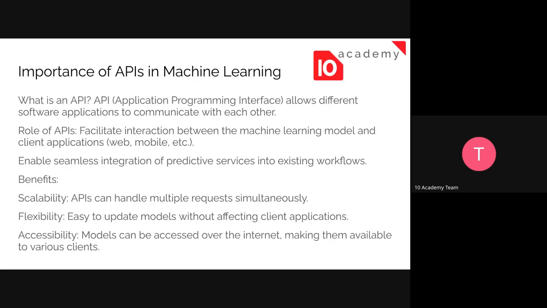What's an API? Just to lay some background, it's an application programming interface that allows different software applications to communicate with each other. The role of an API is to facilitate interaction between the machine learning model, in this case, and a client application. It might be web or mobile, or it can be anything, but if you want to serve your machine learning model to these client applications, you're going to use some API. It enables seamless interaction with a predictive service or any kind of machine learning model you're building. Benefits are mostly scalability, flexibility and accessibility. It will be accessible over the internet if deployed.